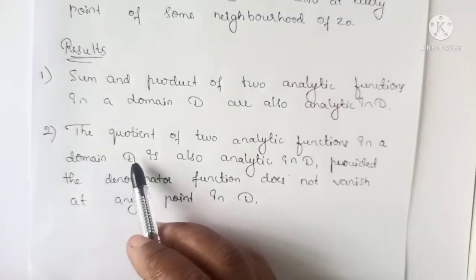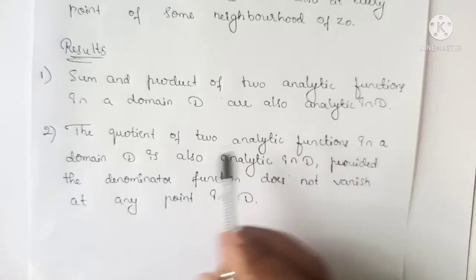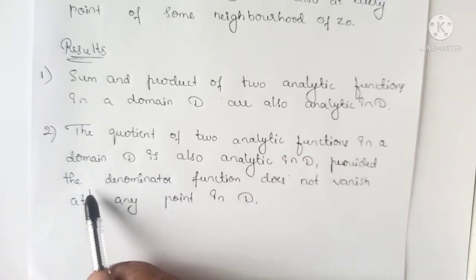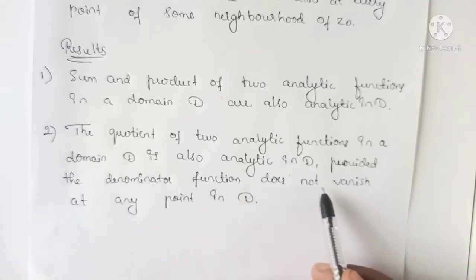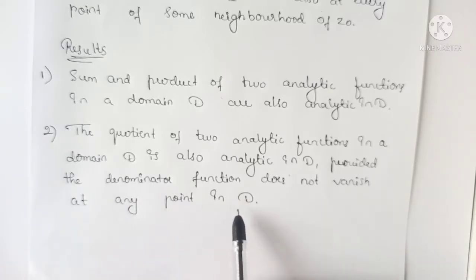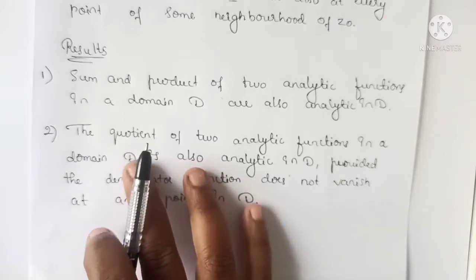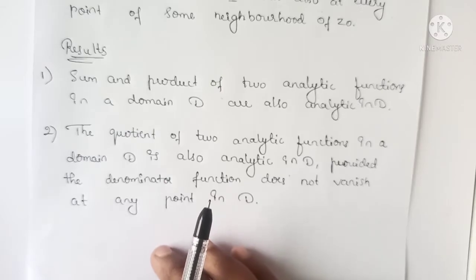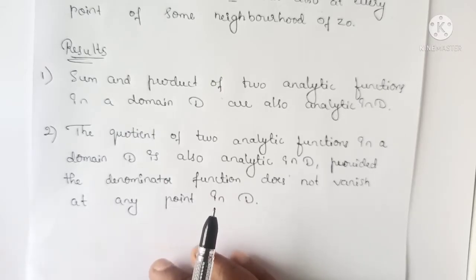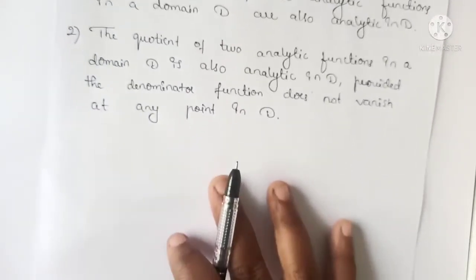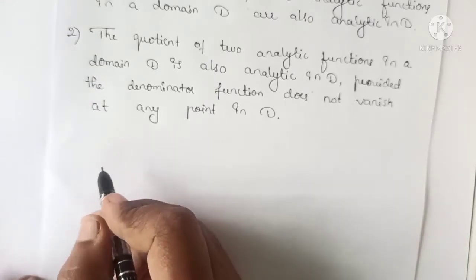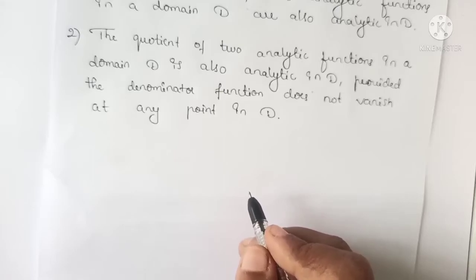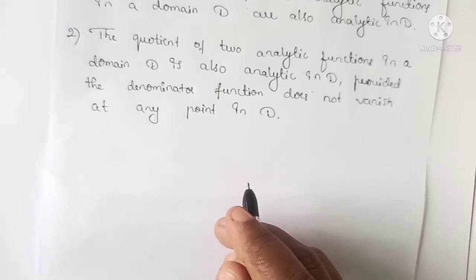Second one, the quotient of two analytic functions in a domain D is also analytic in D, provided that the denominator function does not vanish at any point in D. Okay, so that means the quotient of two analytic functions is also analytic, but the denominator should not vanish at any point of D.